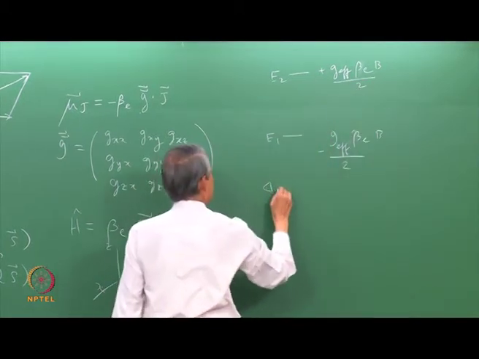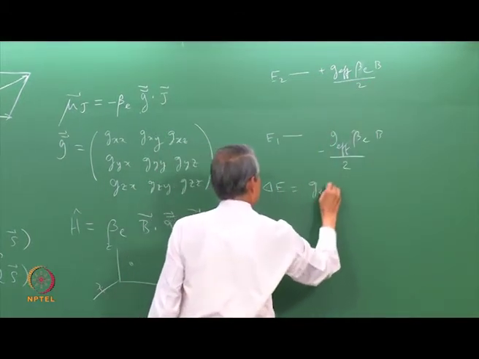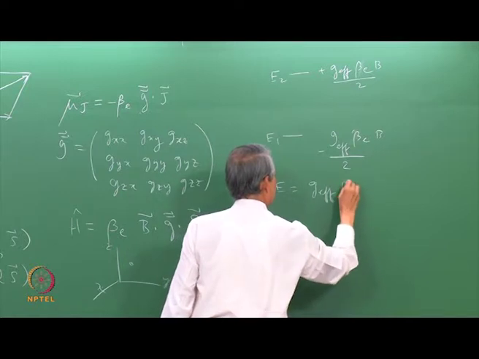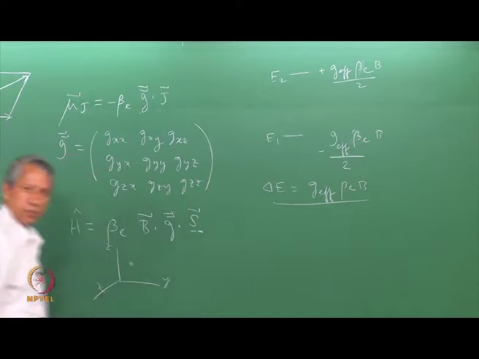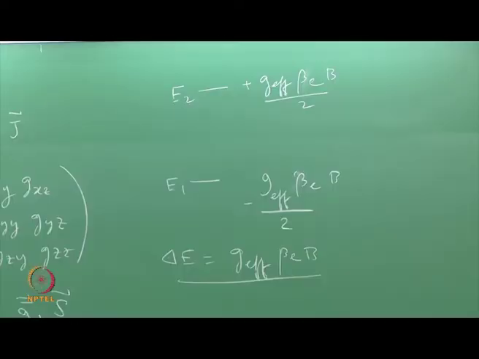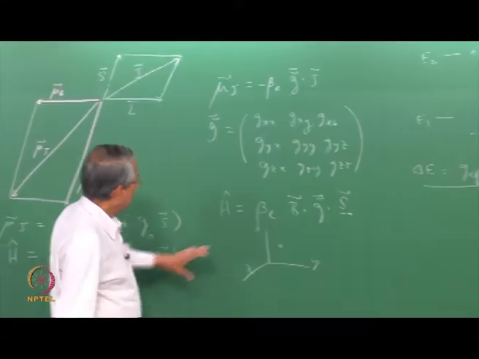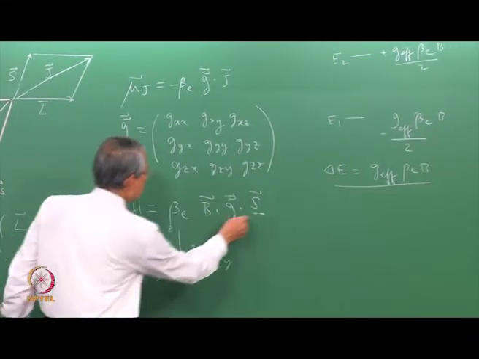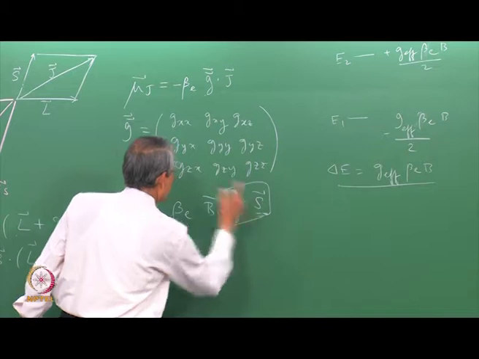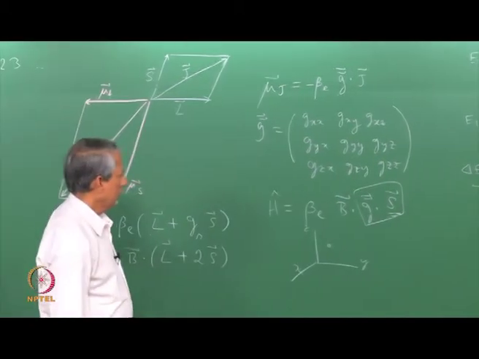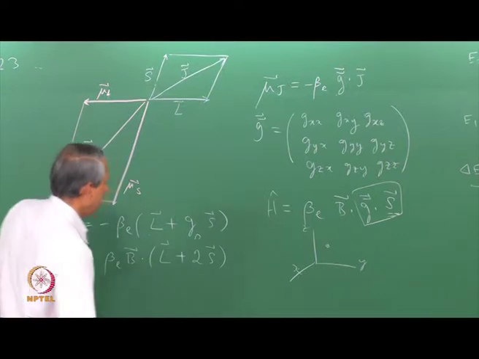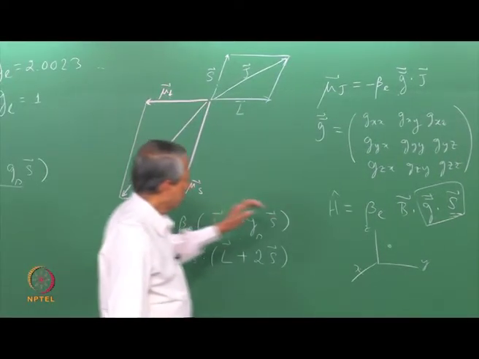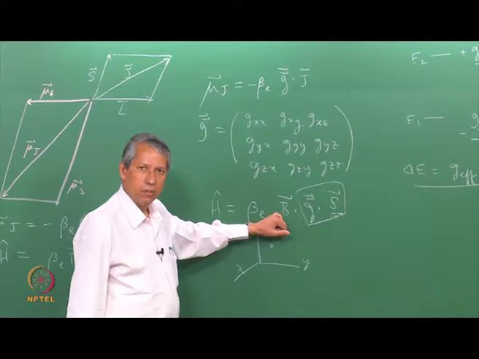Total energy delta E is G effective beta I B. So, what is the G effective now? Once again, if you look at it, these two terms together give some sort of effective magnetic moment which is interacting with this magnetic field.